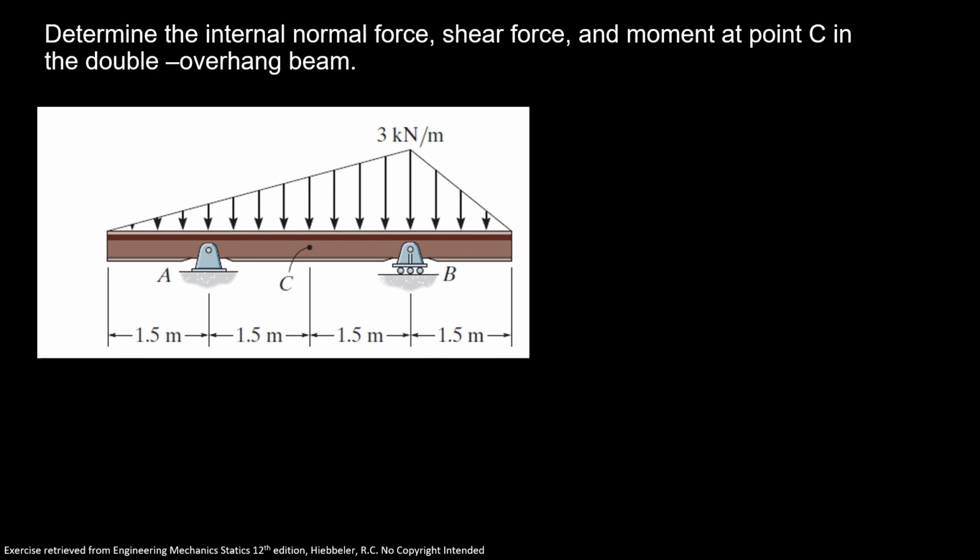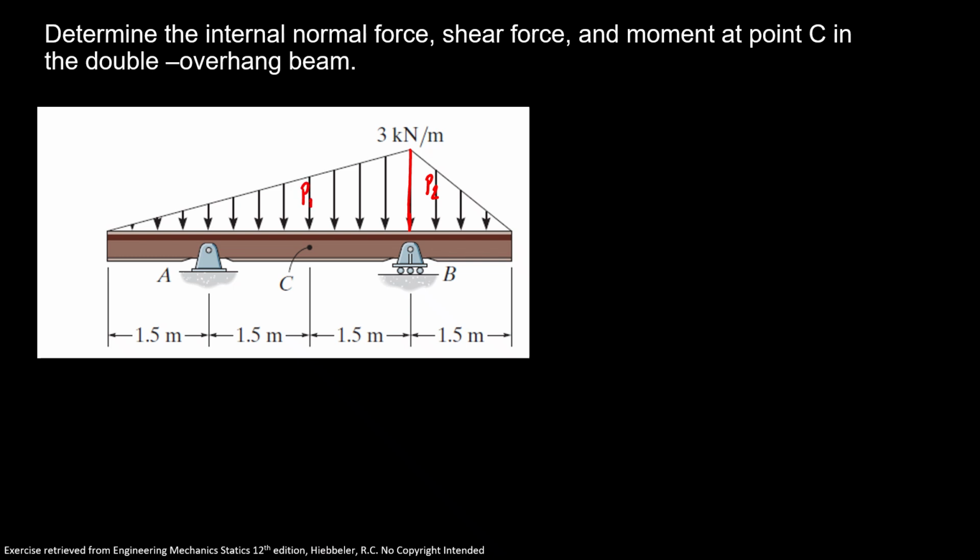Determine the internal normal force, shear force, and moment at point C in the double overhang beam. So first, we're gonna split our load in two triangular ones. So from here, I'm gonna call P2, and here I'm gonna call P1.